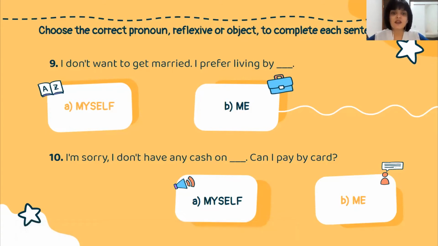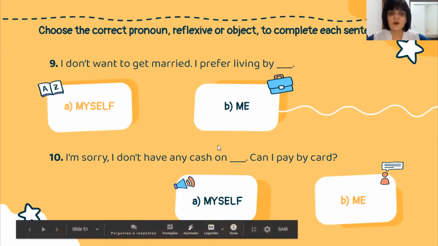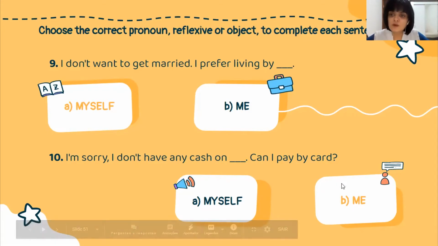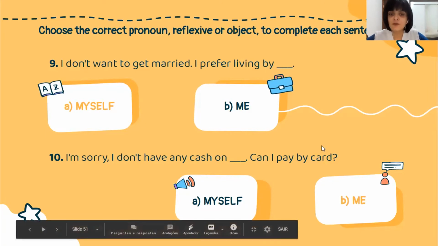When you say you don't have any cash on you, or as in this situation, the person says, I don't have any cash on me, the person is saying, eu não tenho nenhum dinheiro comigo, certo? E por isso não se usa, nesse caso, o pronome reflexivo myself.